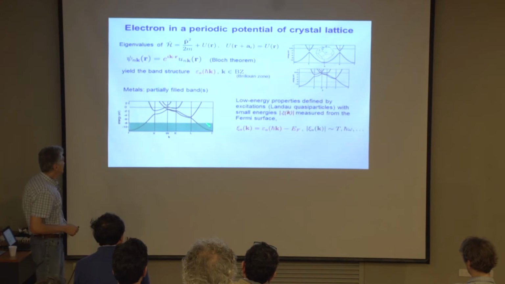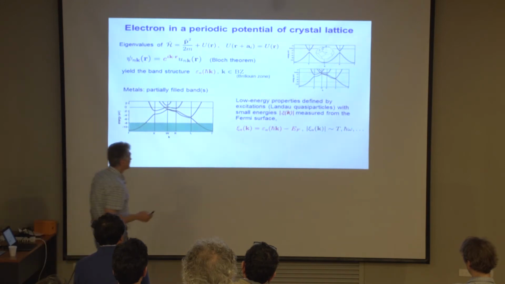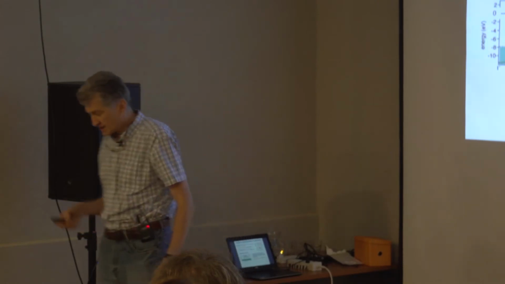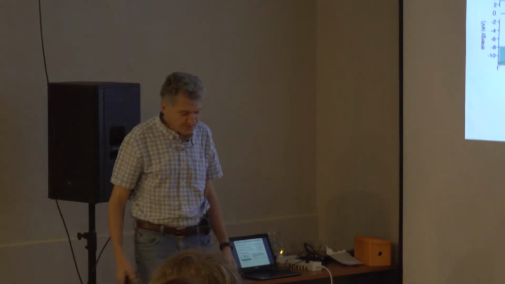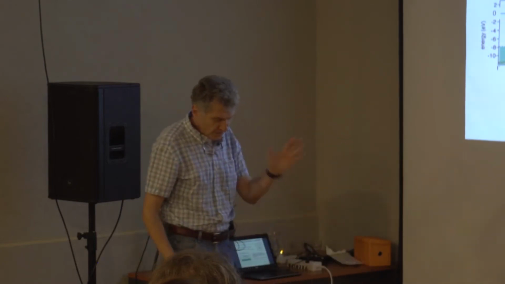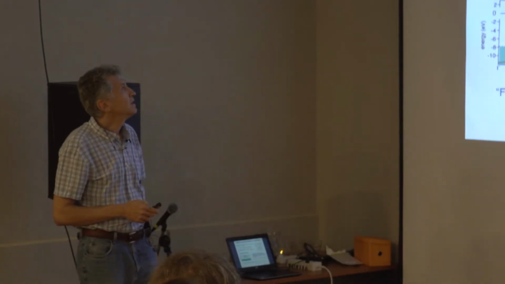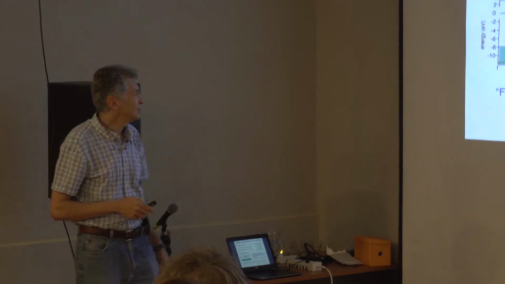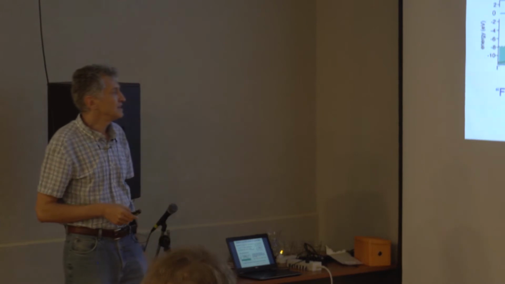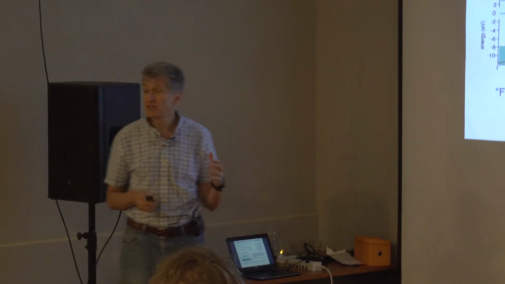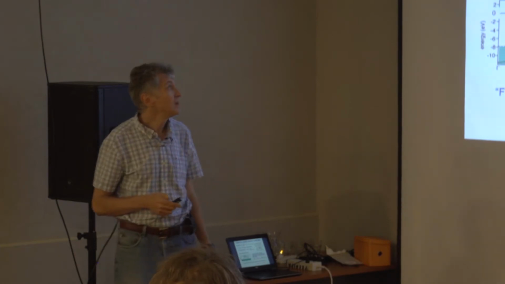So this question about the shape of the Fermi surface was a highly researched question in the late 50s, early 60s. The whole field got the name of fermiology. So basically, it's the study of the shape of the Fermi surface and the dynamics of excitations near the Fermi surface.